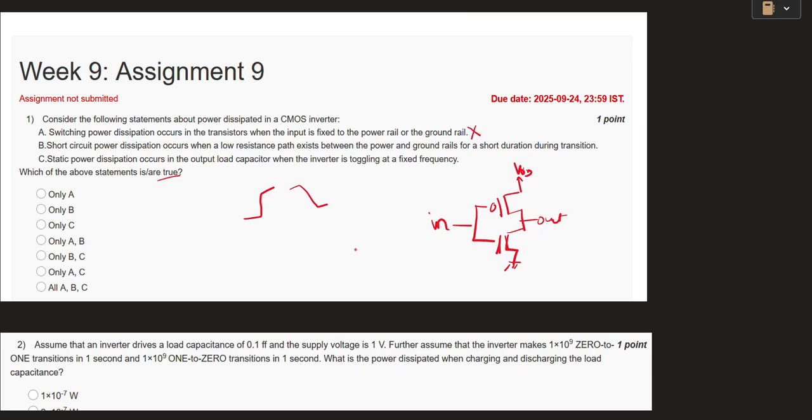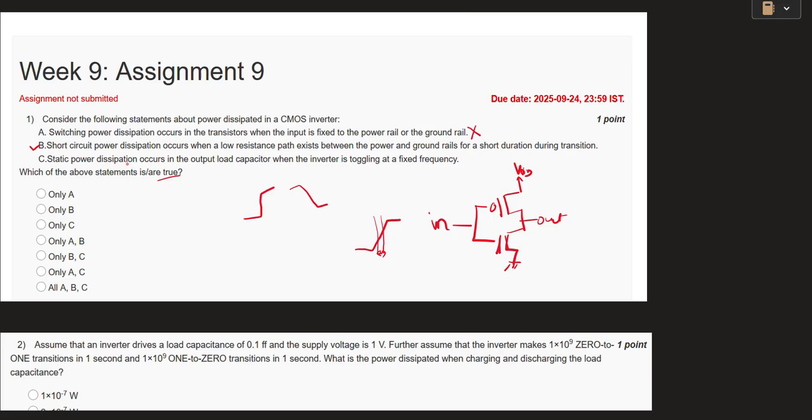Now suppose there is a transition of input like this. There is some region where both this PMOS and NMOS are on, and when both are on, there is a low resistance path between VDD and ground, and this short circuit power dissipation will occur, for a short duration of time. So this B option is the correct option.